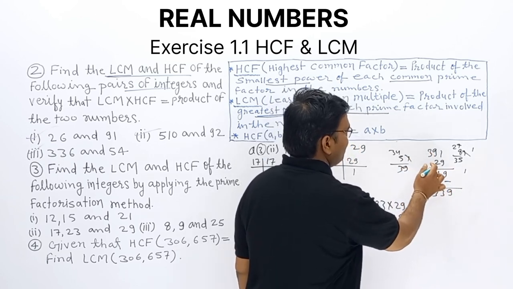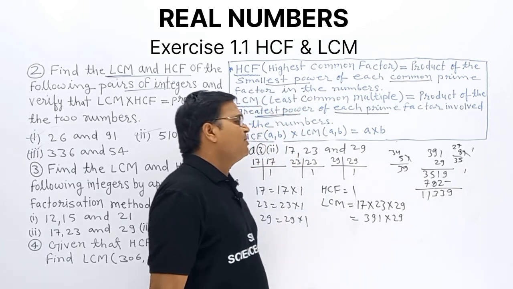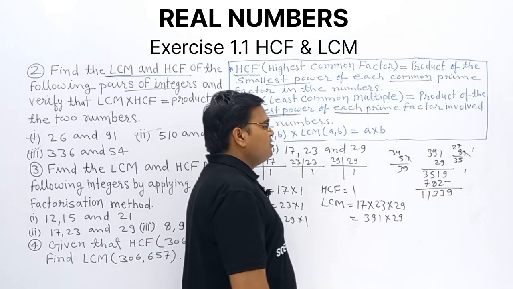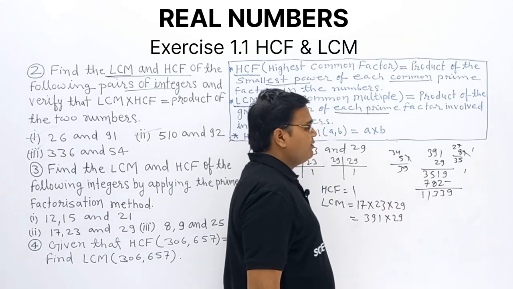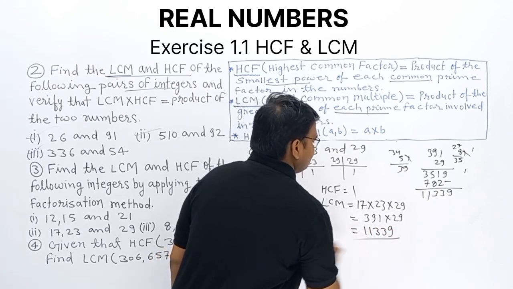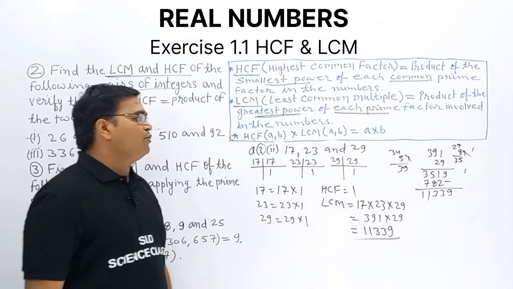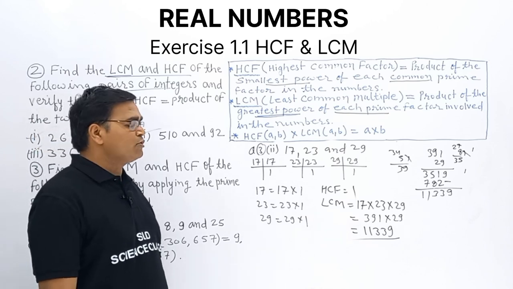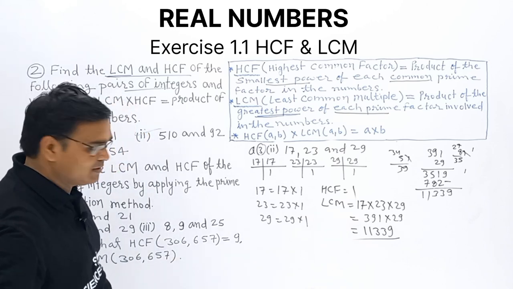9 3s, 8 plus 5 is 13. 8 plus 5 is 13. And 1 is remaining. 7 plus 3 is 10. 10 plus 1. So the product will be 11339. Do it carefully, then only you will get it. So this is the solution of question number 3, second one.